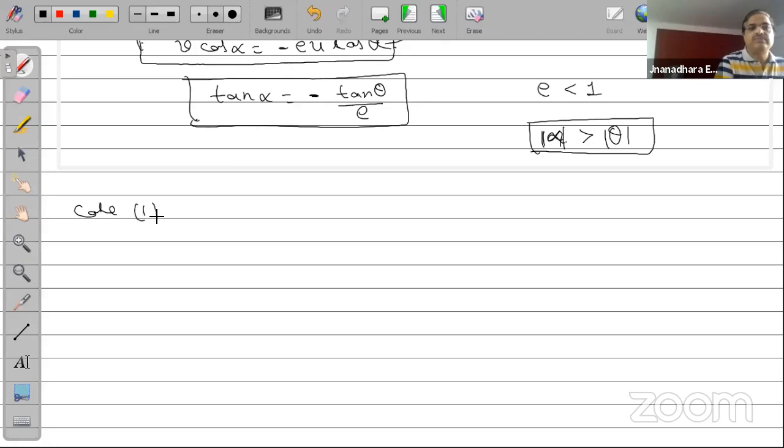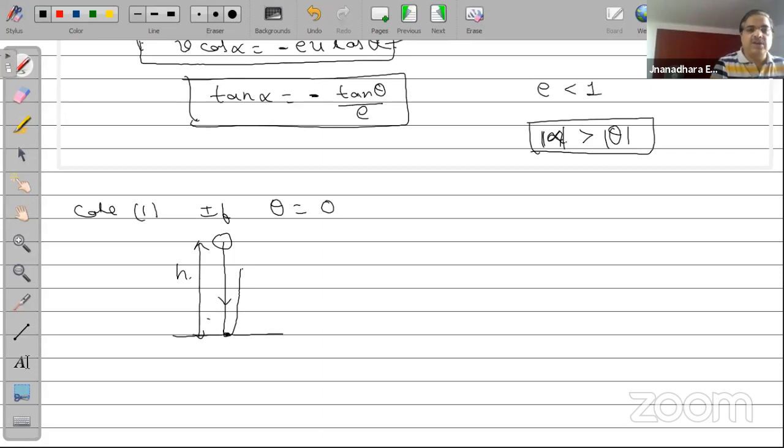Case 1. If theta is equal to 0, then what happens? The body basically is dropped from a height. It is coming down like this itself. Then it rebounds back. Now, if it has been dropped from a height h, then let's see what happens.